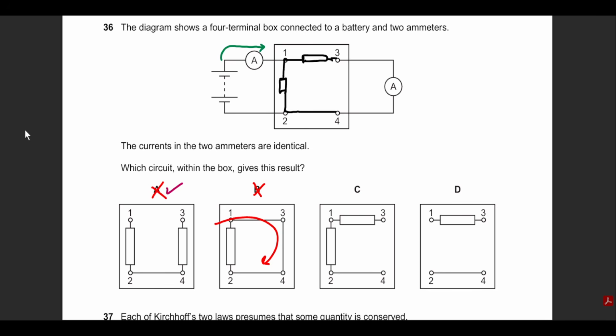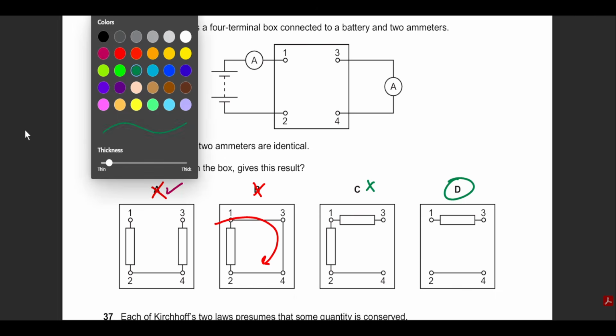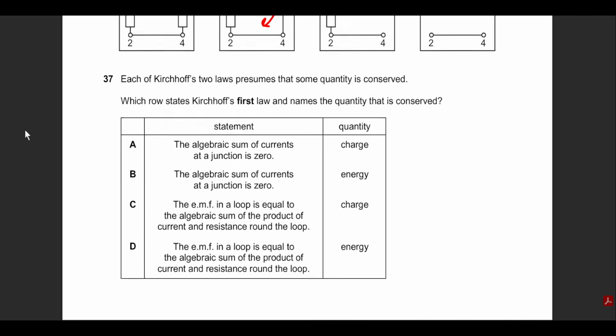You see, this ammeter is showing you the full current coming from the battery. So half of it goes here and half of it goes here. For example, if this is 2 amperes, this will be 1 ampere. Are these both identical? No. So it can't be C as well. It should be D. This is the only way this could produce an identical value under these circumstances. Right. Let's move on.